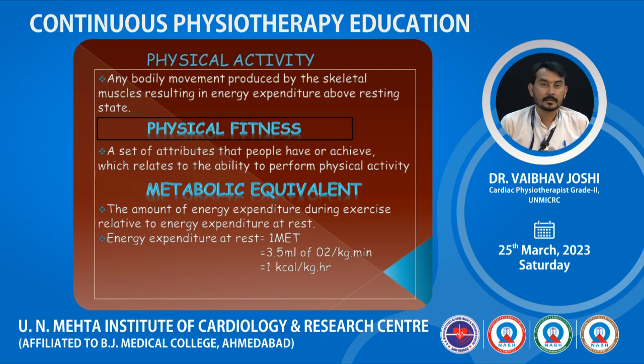Metabolic equivalent: how much O2 we are consuming, we can calculate from this. The amount of energy expenditure during exercise relative to energy expenditure at rest is 1 metabolic equivalent. In 1 MET we consume 3.5 ml of O2 per kg per minute. It is called 1 kilocalorie per kg per hour.